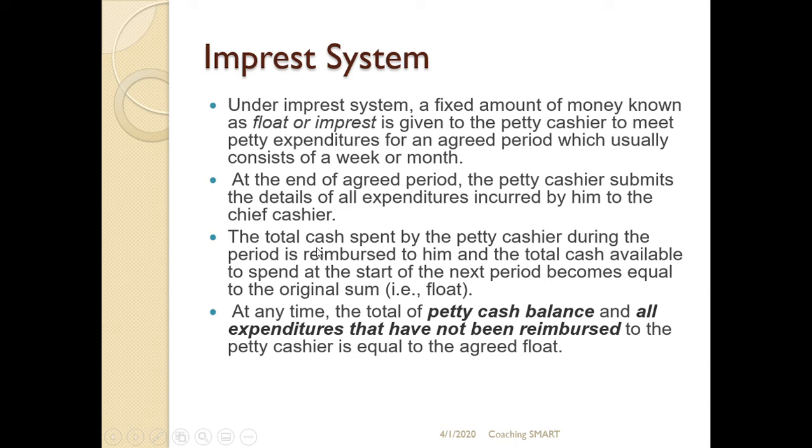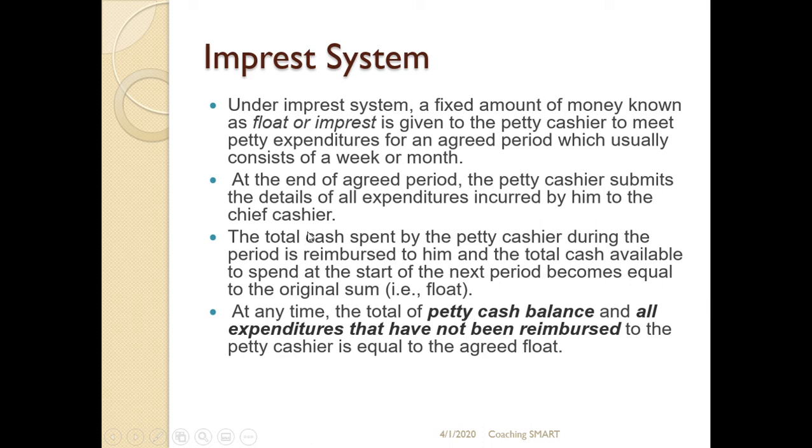Now let me explain something here. When you talk about the imprest system, it is a system whereby you are given money called imprest money. The imprest money is given to the petty cashier. The petty cashier receives the money, and after receiving it, will spend the money over a given period, which is either a week or a month. Now, after spending the money, it is required that at the end of the week or the end of the month, the petty cashier will submit the report to the chief cashier.